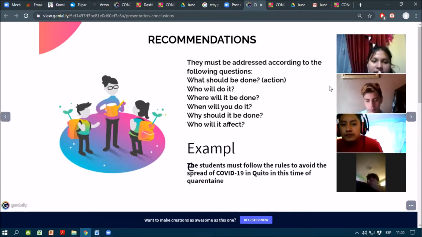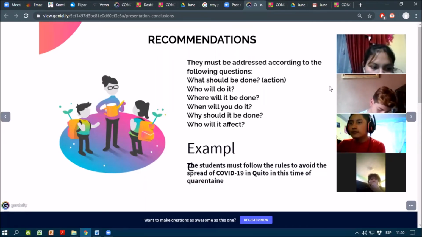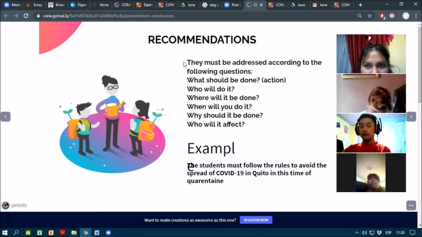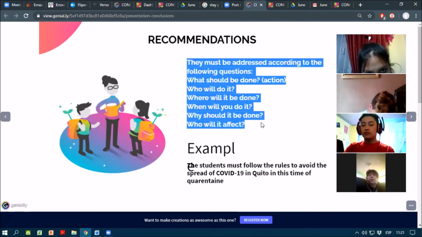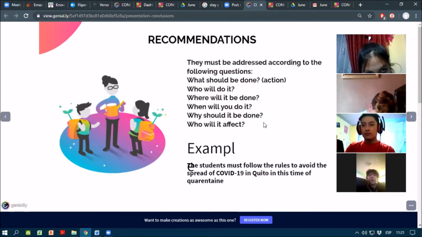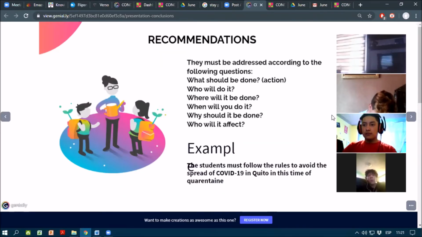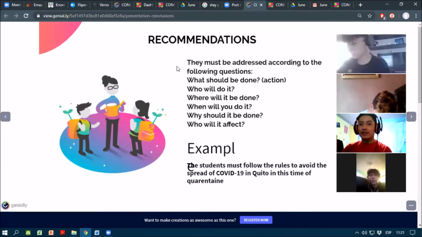Una recomendación sería tomar conciencia de lo que está pasando en el país. Okay, good. But read this, please, Miss Andrea, and read the presentation that you have on your screen. Andrea doesn't have that. Matias Silva, help me, please.